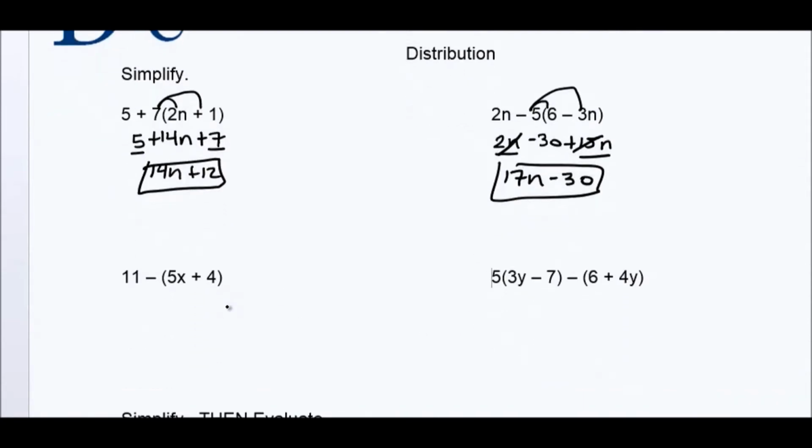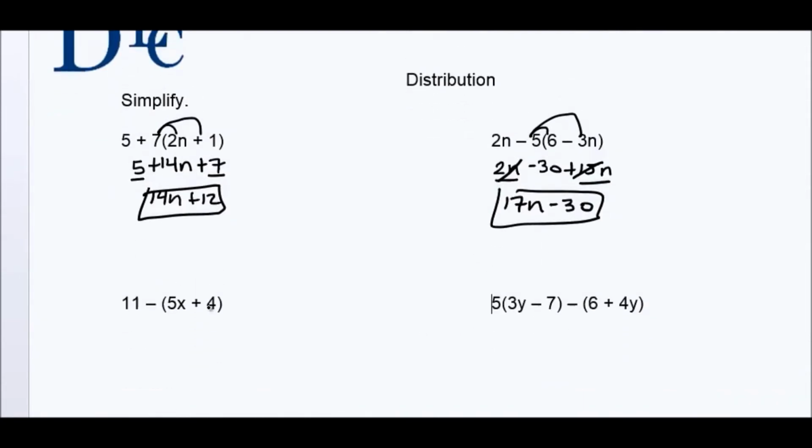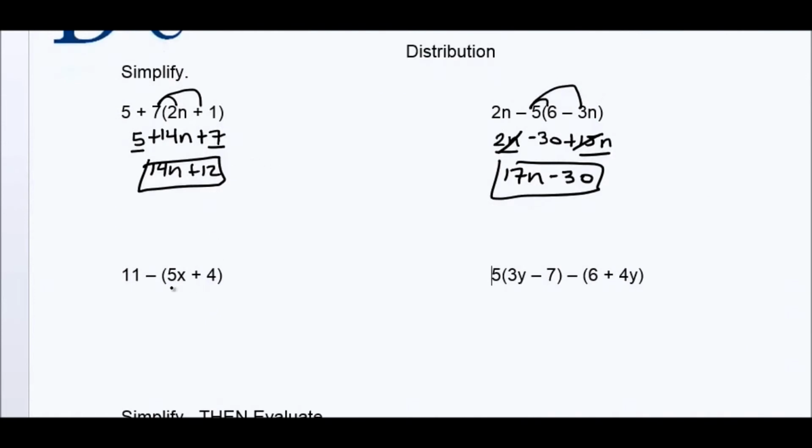Let's go ahead and do two more examples, and then what we're going to do is we're going to add another step. Okay, so here there is no number between the negative symbol and what's inside the parentheses, but you treat it as if it were negative 1. So you distribute that negative 1 and you multiply times the terms inside parentheses. So negative 1 times 5x is negative 5x. Negative 1 times a positive 4 is a negative 4.